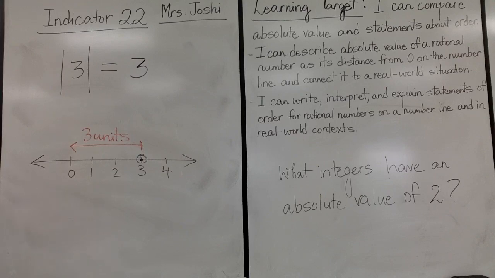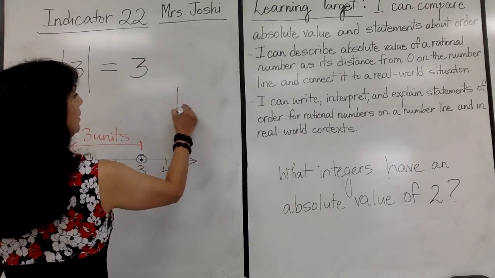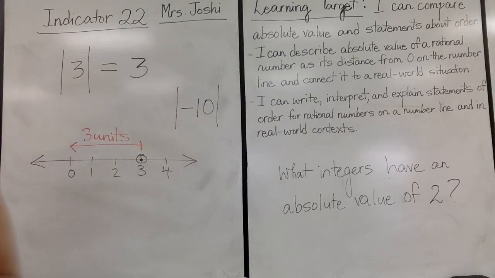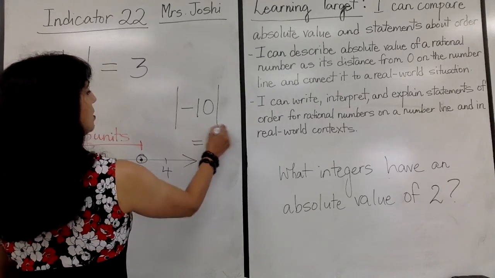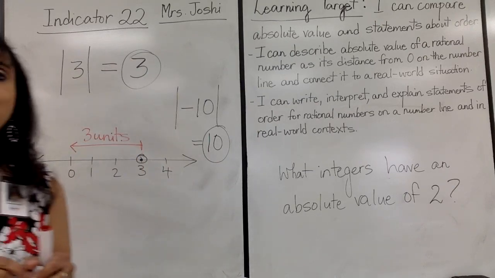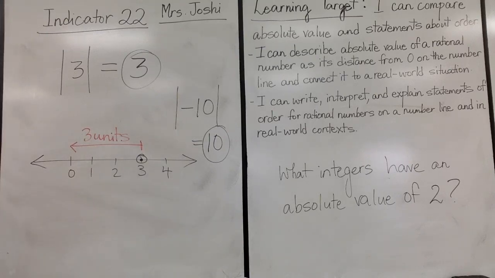Same thing if I say what is the absolute value of negative 10? Well, you just think of how far is negative 10 from 0 on the number line. That would be 10 units, so it becomes positive, because we are basically talking about the distance. It's not talking about negative or positive signs. So it becomes a positive integer.